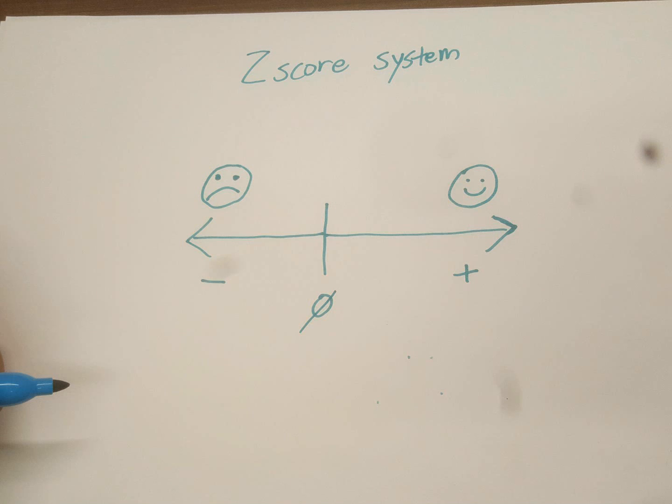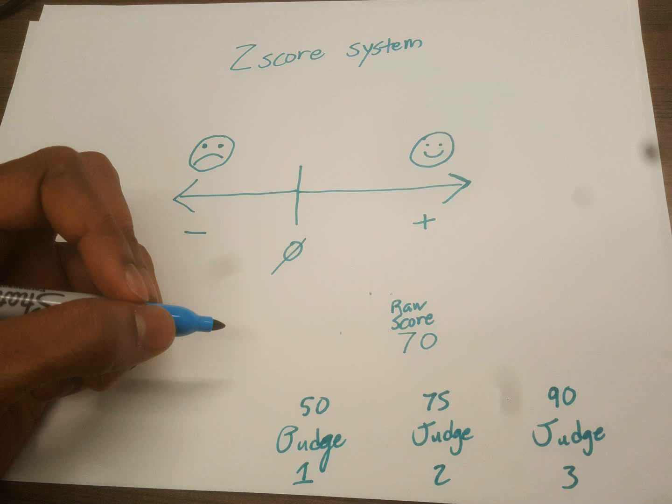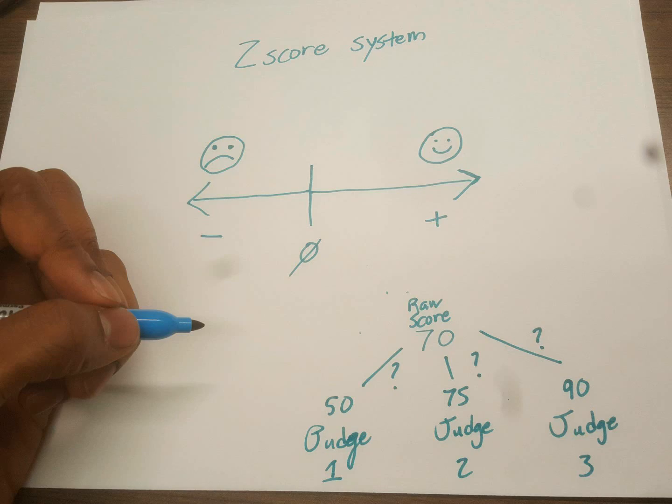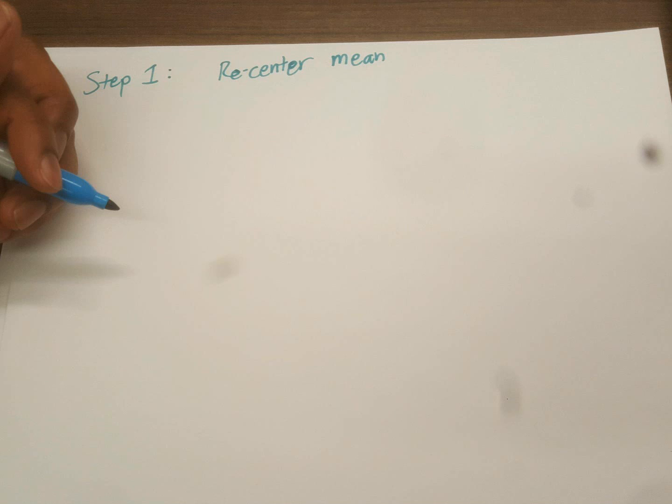So, suppose you have 3 judges and they all give you a 70. But one judge had an average of 50, one judge had an average of 75, and another had an average of 90. See, the 70 out of 100 means entirely different things to each of them. That can get in the way of understanding what your score means, so the z-score helps fix that. Creating the z-score is simple and has 2 steps.